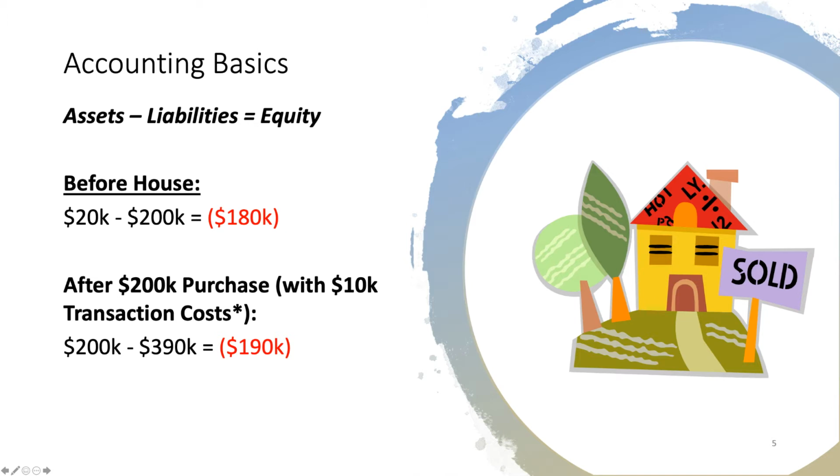And so when you add up the liabilities, you originally had student loan debt of $200,000. You added on another $190,000 worth of cost and everything for the house. Now your total net equity is negative $190,000. You see your equity went down some, but it didn't go down a lot. It only went down really the cost of the transaction itself, because you do have a house now that's worth $200,000.